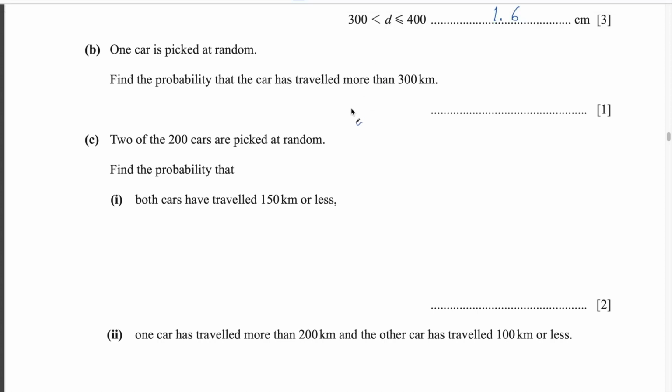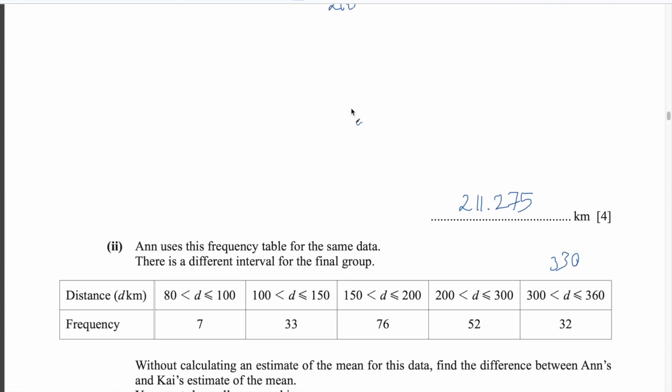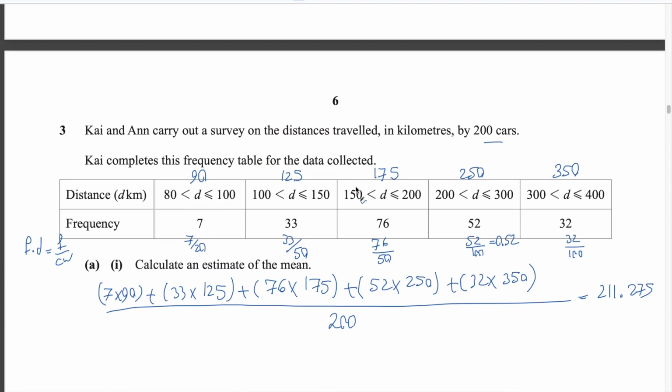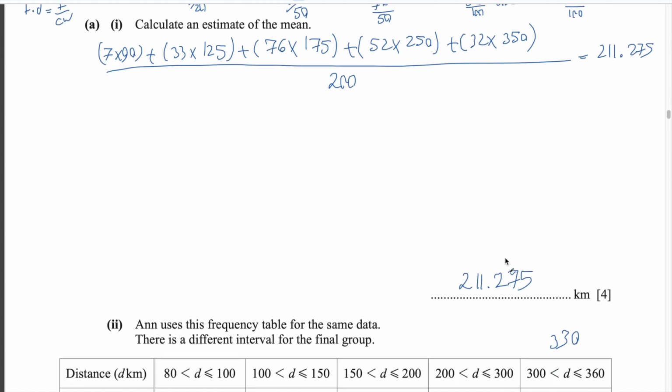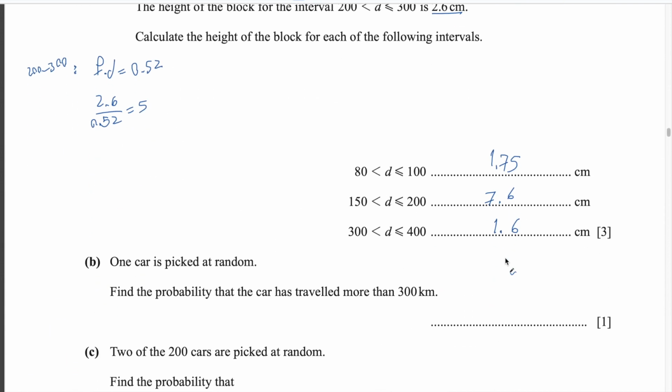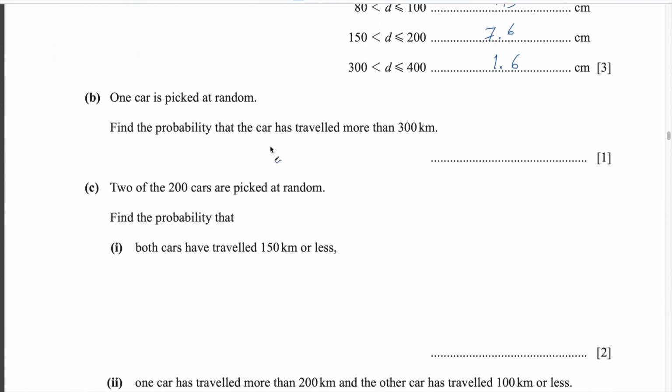Find the probability that the car has traveled more than 300 kilometers. So if you take a look at the frequency table, it says more than 300 kilometers. So 32 cars out of 200 have traveled more than 300. So 32 divided by 200, both are divisible by 8, so it will become 4 over 25. So the answer is 4 over 25.